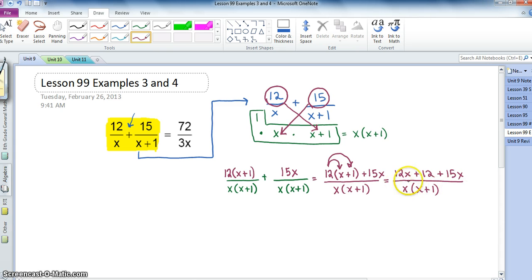Now I'm going to go ahead and combine my like terms here. I have the 12x and the 15x, which I can add together, and 12x's plus 15x's gives me 27x. And then I still have that plus 12 here, which is all over x times an x plus 1.